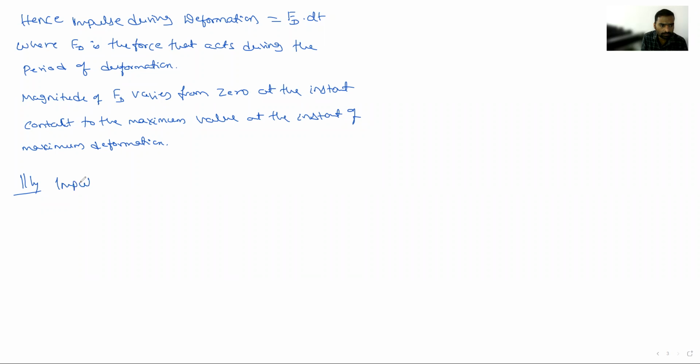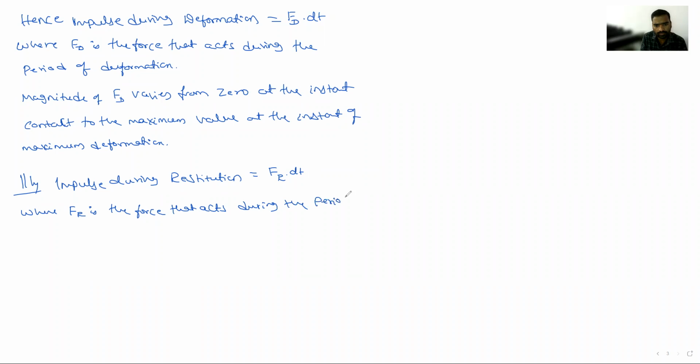impulse during restitution is equal to Fr into dt, where Fr is the force that acts during the period of restitution.